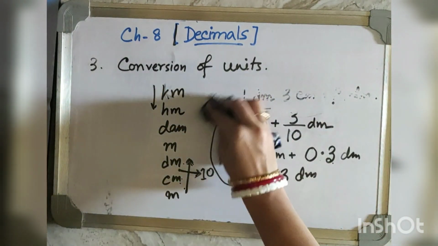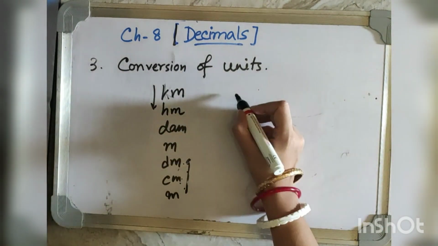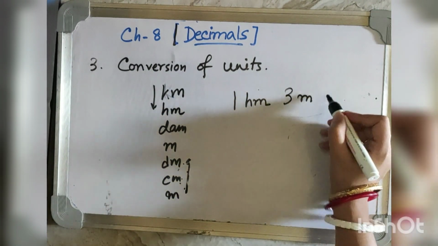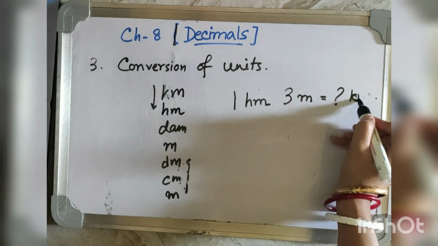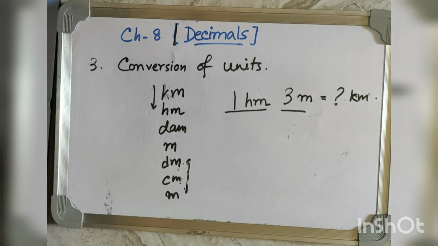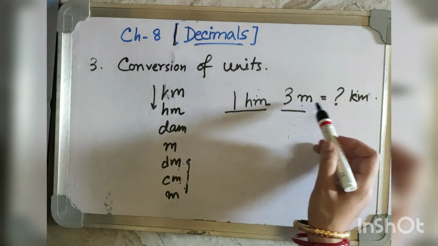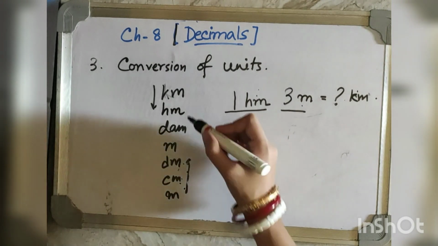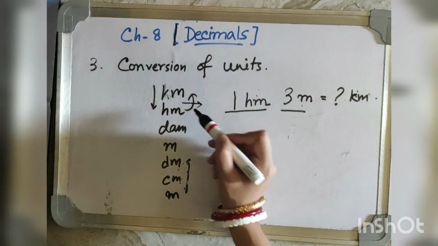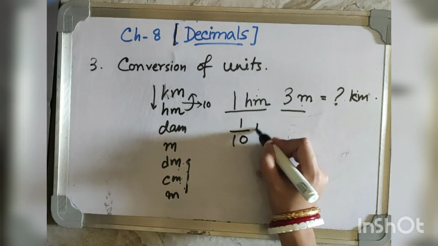Let's take another example. 1 hectometer 3 meter is equal to how many kilometer? Okay, this is the question. So here two different units are given. Hectometer also will be converted to kilometer, and meter will also be converted to kilometer. So in case of hectometer it is going also upward direction. So how many gaps are there? Only one gap. So 1 hectometer will be divided by 10 first.